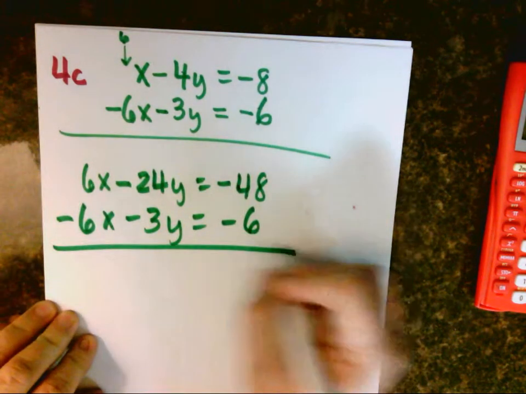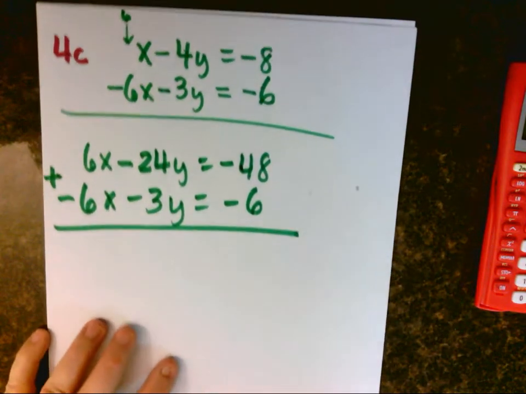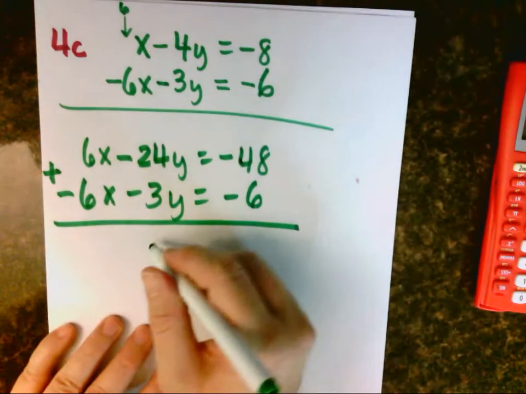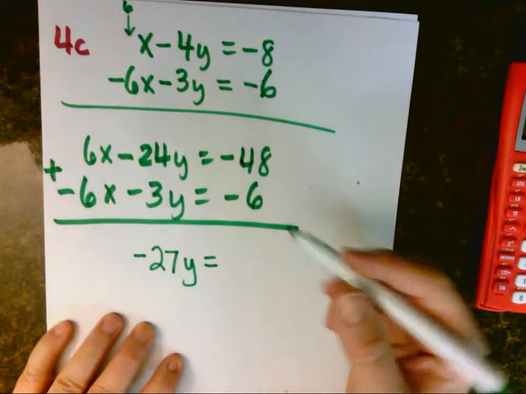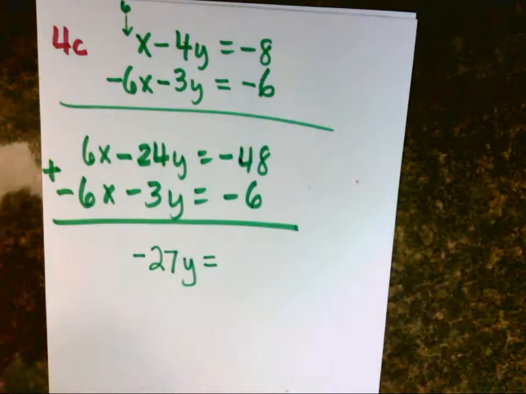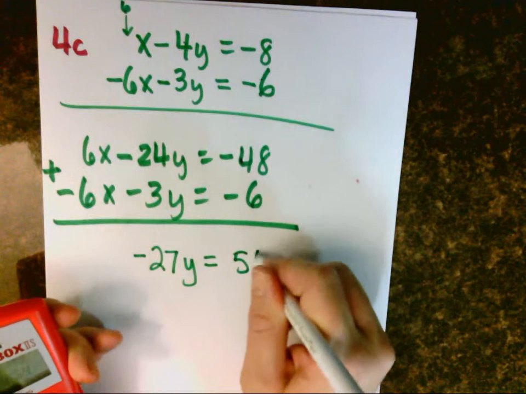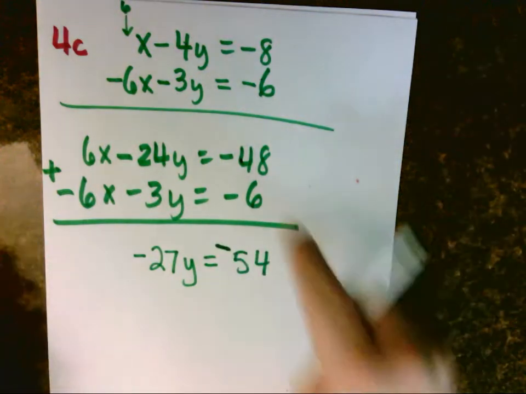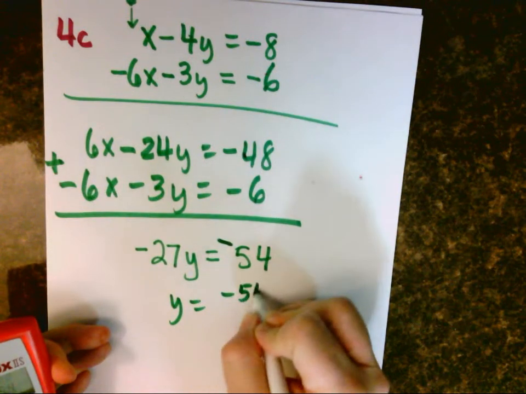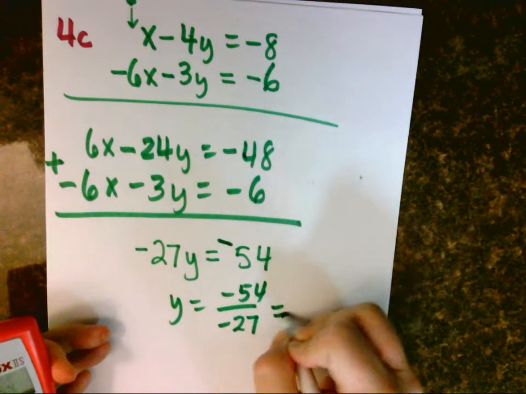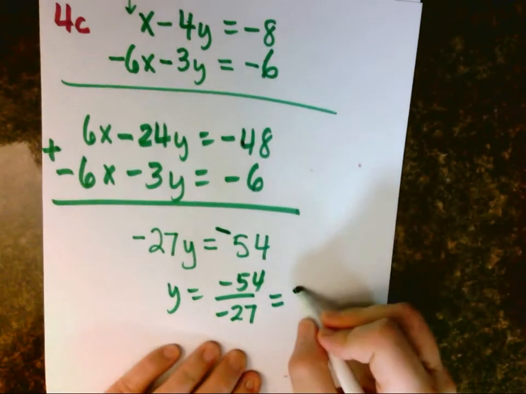Okay, now I'm going to add these together, and I get 0 x's, good, I eliminated with the elimination method, that's what we want. I get negative 27y is equal to, okay, 48, 54, and that's a negative, right? Negative and negative makes a negative. Now I'm going to divide negative 54 by a negative 27. That should be 2, positive 2.